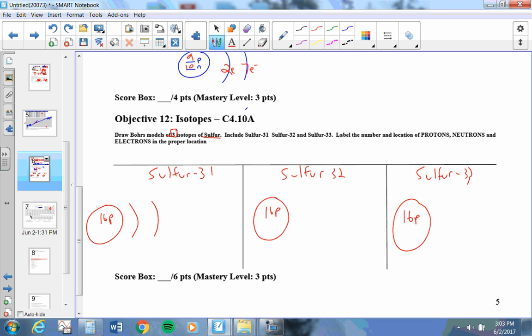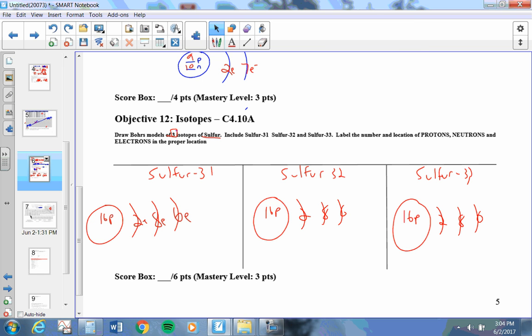Where do I put them? 2 can fit in the first, that's full. 8 can fit in the second, that's now full. I only need 6 more and they can fit in the third. All those would be there. And I can do the same thing here. So these are very similar. Isotopes are different versions of the same element. The only difference is their number of neutrons. So here's the only difference.